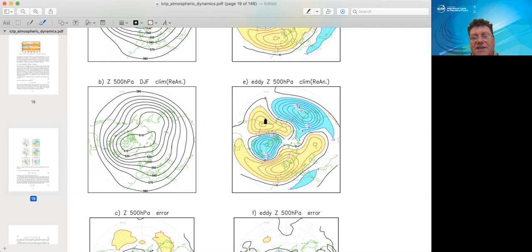But some of these features can be explained by the presence of mountains, where over the Rocky Mountains we get this permanent ridge feature. And then perhaps the mountains in the Greenland region may also be relevant, but it's not so clear that we get a ridge or a trough over there. But for the Rockies and for the Himalayas, it's very clear we get ridges.